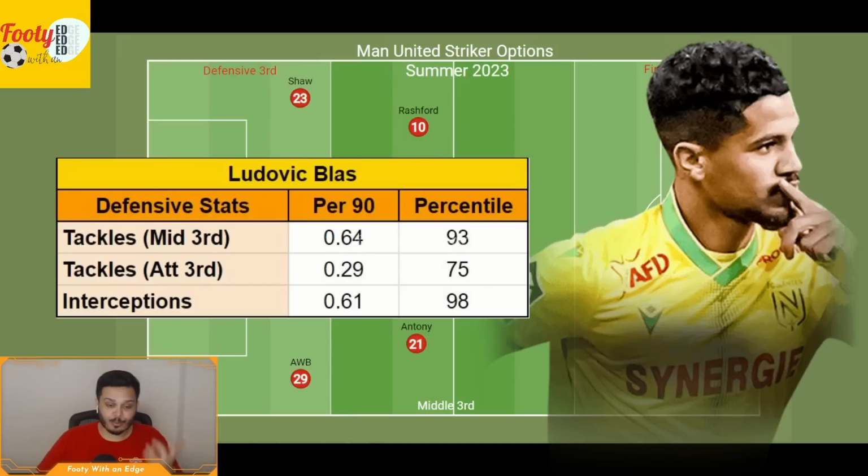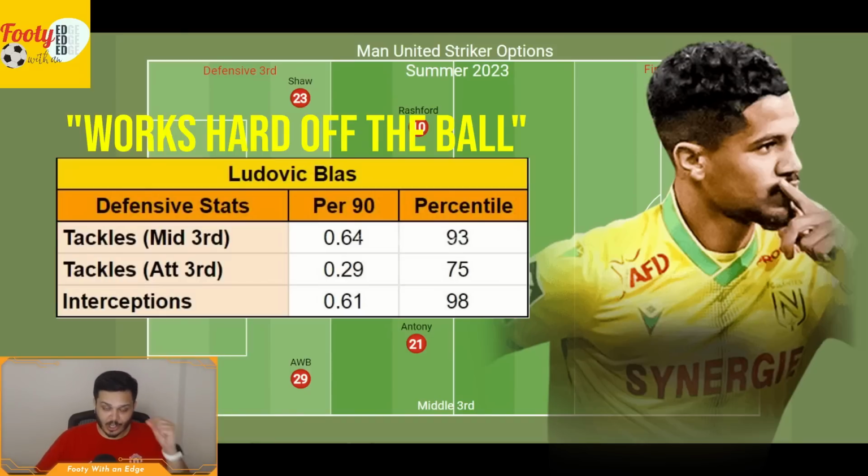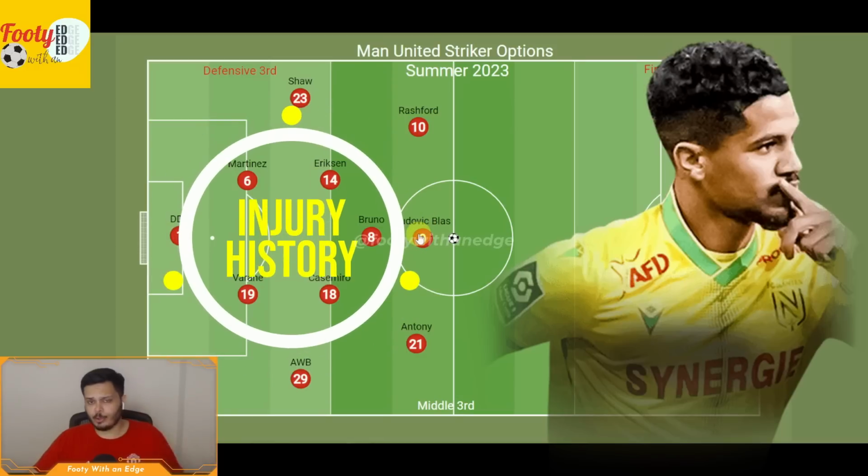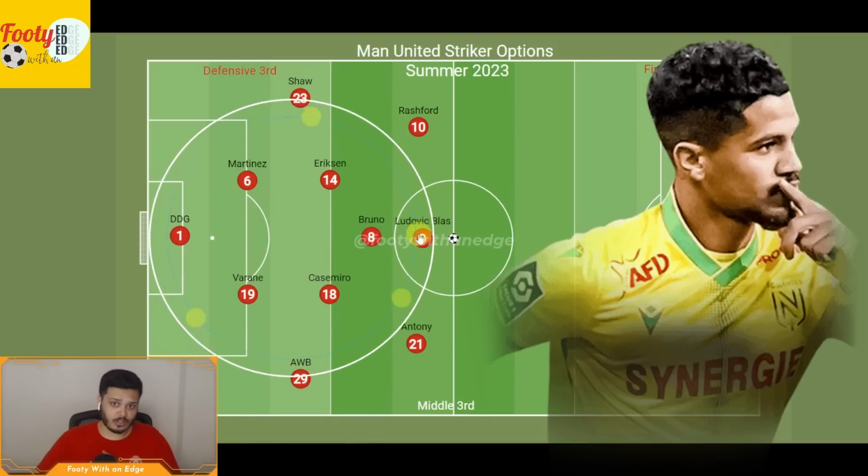And we can back up the off-the-ball claims by looking at his defensive stats, because he's in the 93rd percentile for tackles attempted in the middle third of the pitch right here, and in the 98th percentile for interceptions per 90. So if that doesn't scream works hard off the ball, then I don't know what does. In terms of injuries, he's only had 2 minor ones that kept him out for 2 to 3 weeks in the last 5 years, so there's no concerns with fitness here.